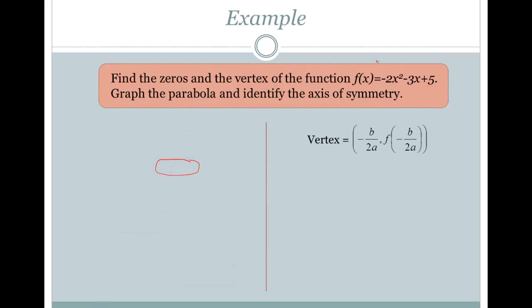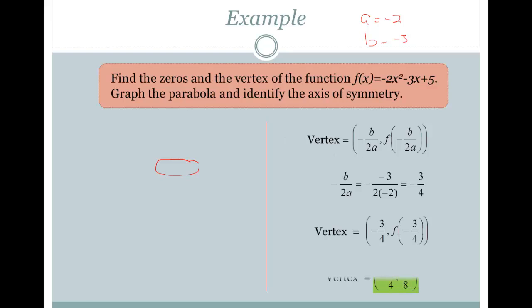Well, the vertex here we know is negative b over 2a, so here a equals negative 2 and b is equal to negative 3. So negative b over 2a is simply going to give me negative 3 over 4. Okay? To find the y-coordinate, I simply plug this negative 3 over 4 back into the function. And if I do that, I get 49 over 8. All right? And the last thing I want to do is to graph it.